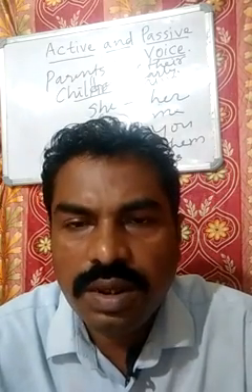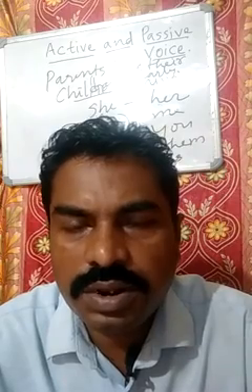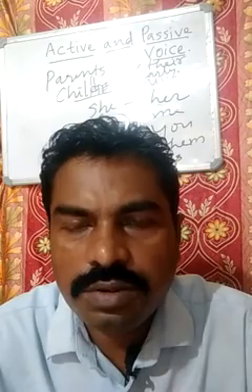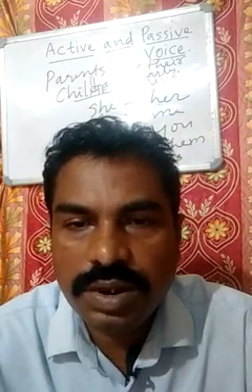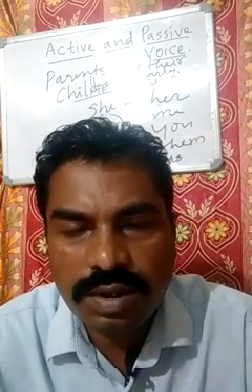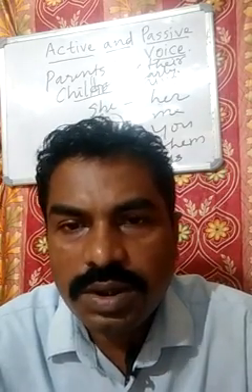Past perfect tense. They had played cricket. Cricket had been played by them. They had written letters. Letters had been written by them. So in that way, we can change a sentence from active voice to passive voice in the past perfect tense. Now let us come to the future.